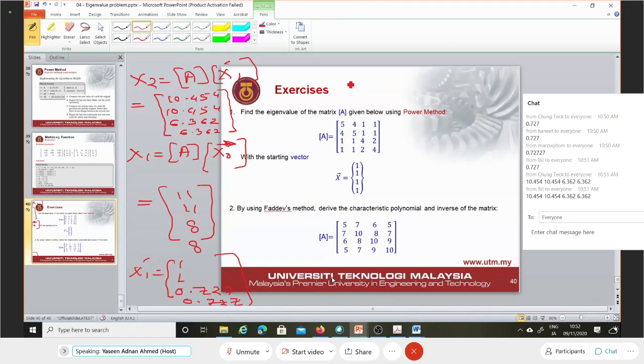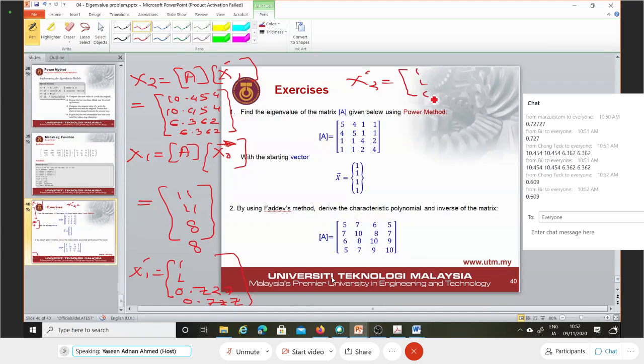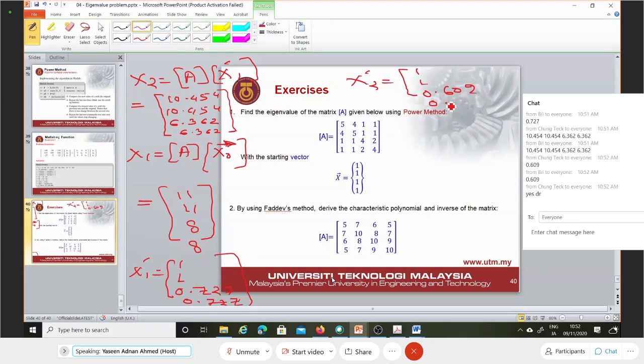10.454. So you will have, I don't have the space, so I am writing here. Which one? Where is 609? Okay, understood. So that should be 1, 1, 0.609, you mean. Yes, 0.609. So you need to continue like this, and then you will have X3. X3 will be A multiplied by X2 prime. So continue until the error.